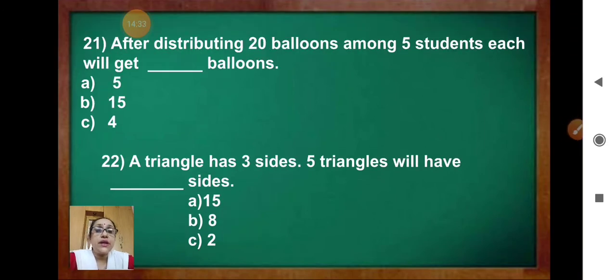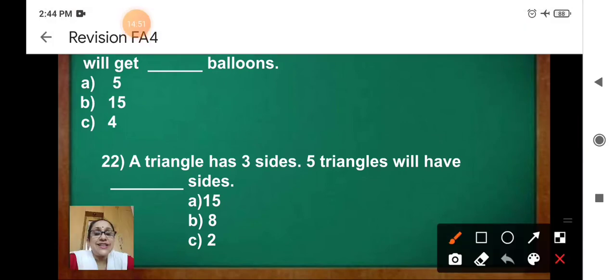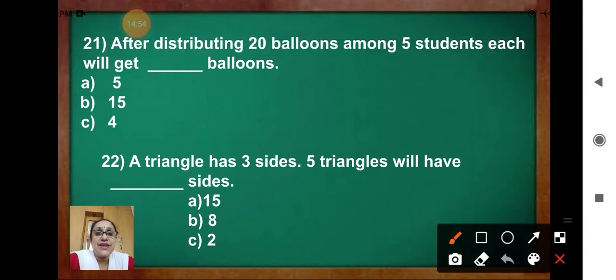Question 21. After distributing 20 balloons among 5 students, each will get dash balloons. Each will get. So you have to do division. Divide 20 by 5. See the tables of 5. And the correct answer is, 3 options are there: 5, 15, 4. So 5 fours are 20.